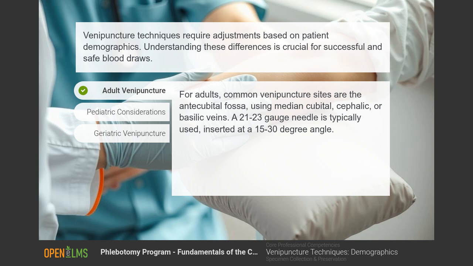For adults, common venipuncture sites are the antecubital fossa, using median cubital, cephalic, or basilic veins. A 21-23 gauge needle is typically used, inserted at a 15 to 30 degree angle.